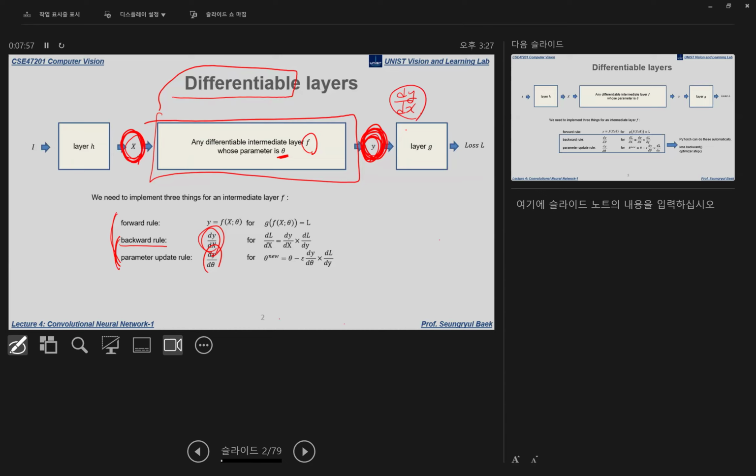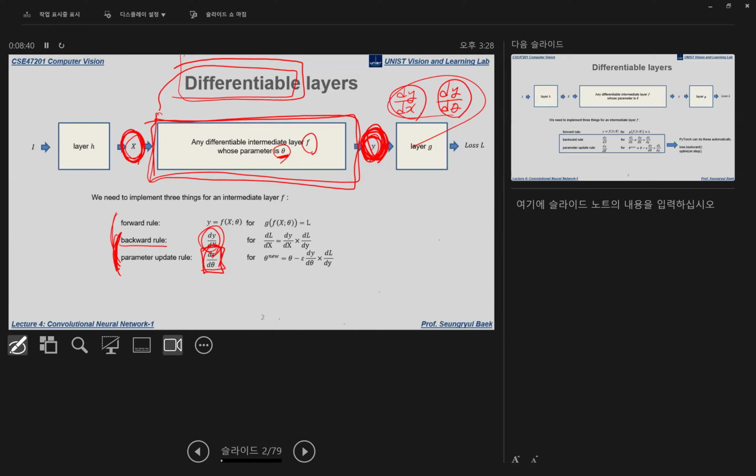And the other gradient we have to secure is dy/dθ, which means the differentiation of the output with respect to the parameters. If individual layers have these two rules and can define these two gradients, they are called differentiable layers. Having these two rules is an essential condition for them to be usable in entire deep architectures.